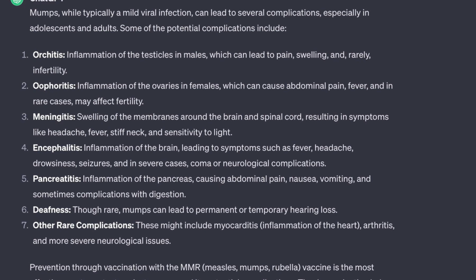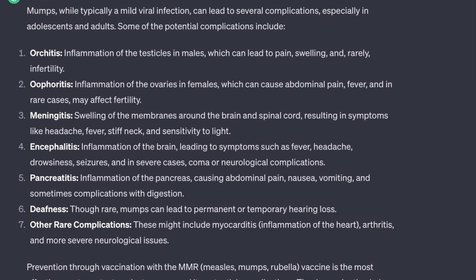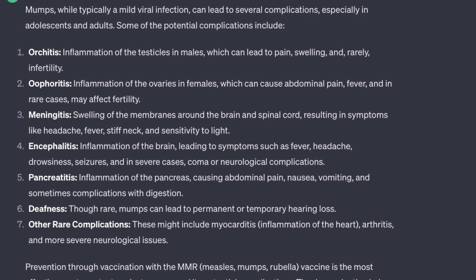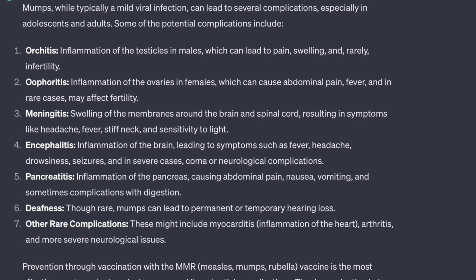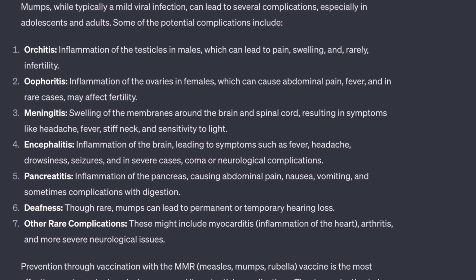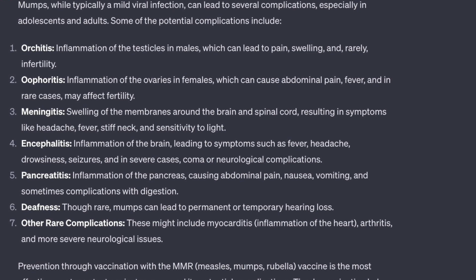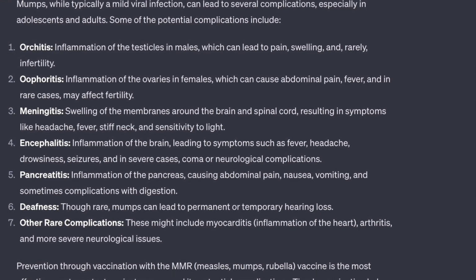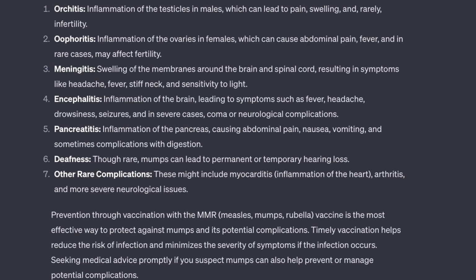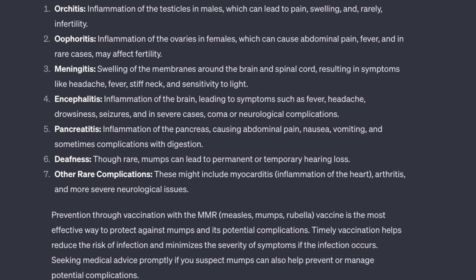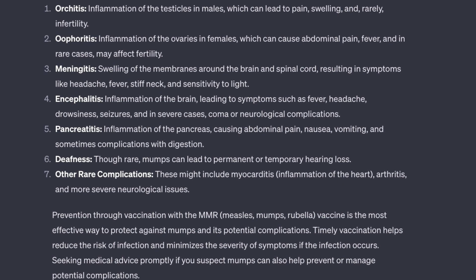Mumps, typically presenting as a mild viral infection, can lead to several complications, especially in adolescents and adults. Some of the potential complications include: first, a common complication is orchitis, inflammation of the testes in males, which can lead to pain, swelling, and rarely infertility. Second complication is oophoritis, inflammation of the ovaries in females, which can cause abdominal pain, fever, and in rare cases infertility. Third complication is meningitis, swelling of the membranes around the brain and spinal cord, resulting in symptoms like headache, fever, stiff neck, and sensitivity to light, meaning photophobia.